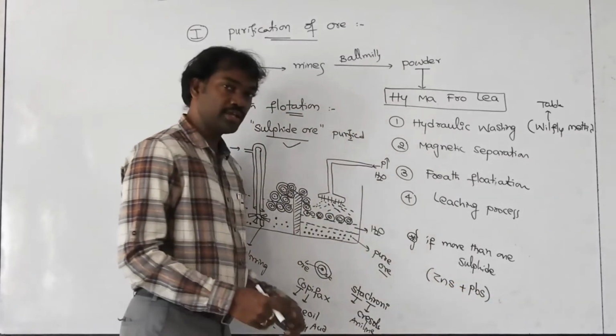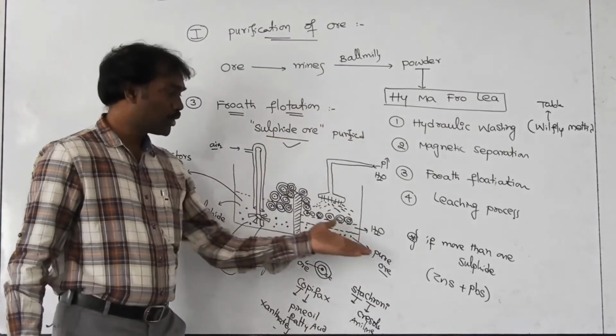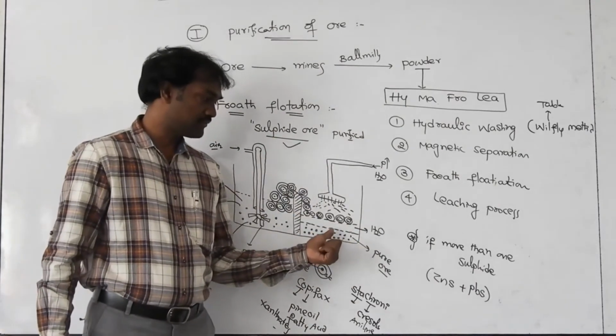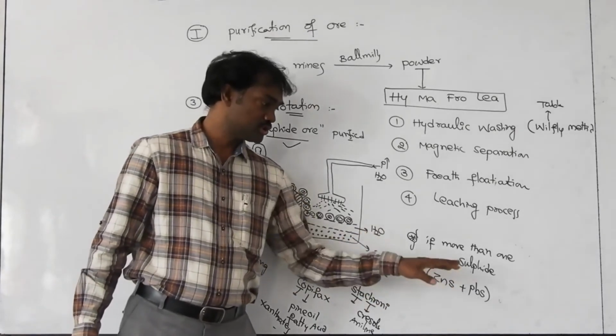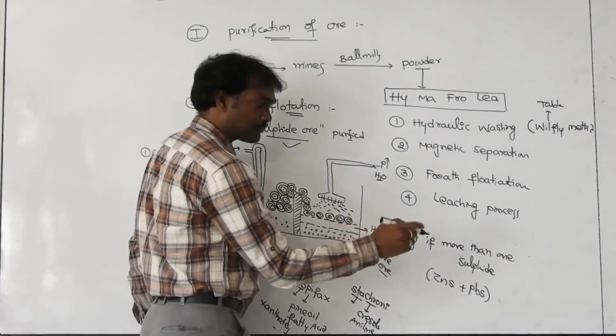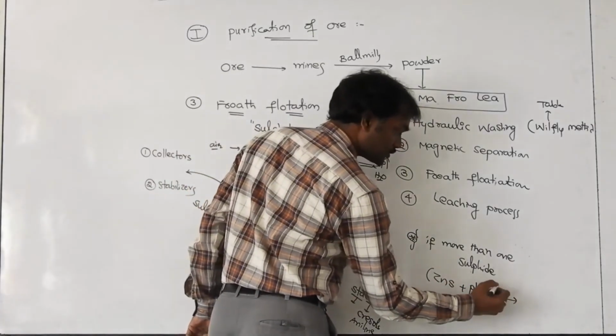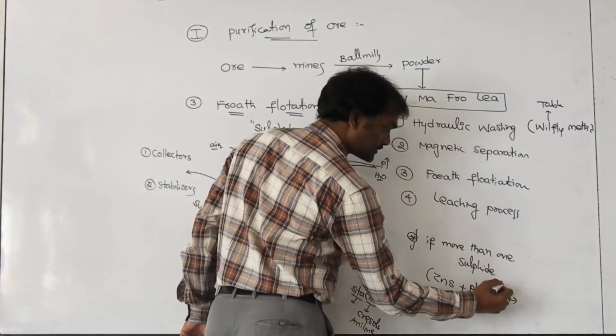Suppose you are doing this process, so both are coming. Zinc sulfide and lead sulfide, both are coming, which means you can't separate these two. So that's why we can suppress one. We are using suppressants.